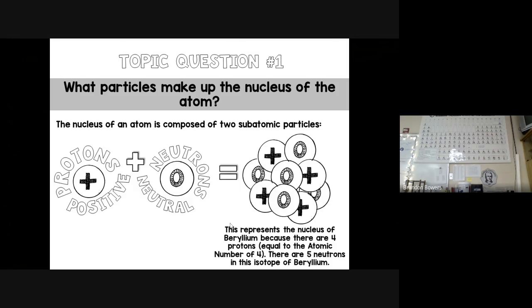This represents the nucleus of beryllium because there are 4 protons equal to the atomic number. There are 5 neutrons in this isotope of beryllium. Okay? So if you look at this, protons are positive. So there's 1, 2, 3, 4 protons. 1, 2, 3, 4, 5 neutrons. Beautiful. Bada bing, bada boom.